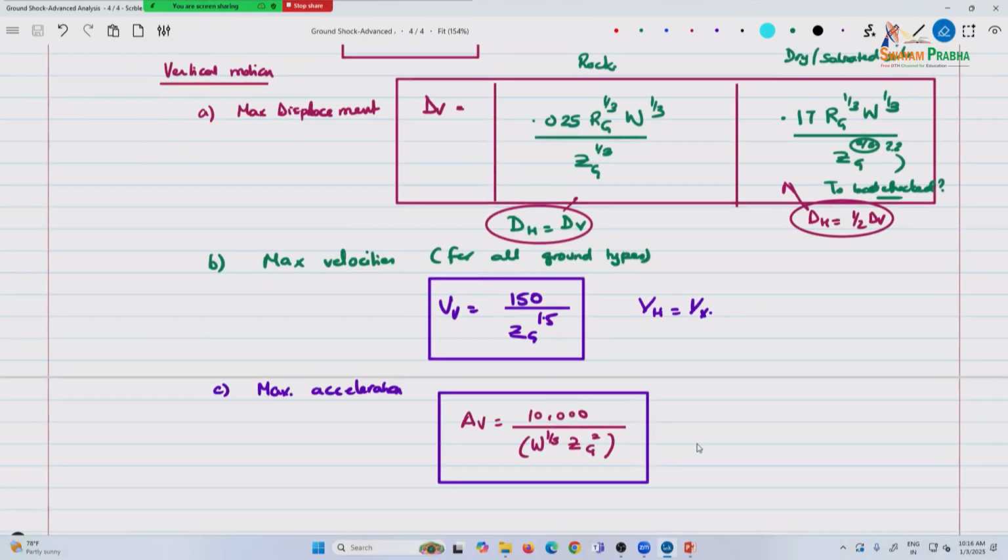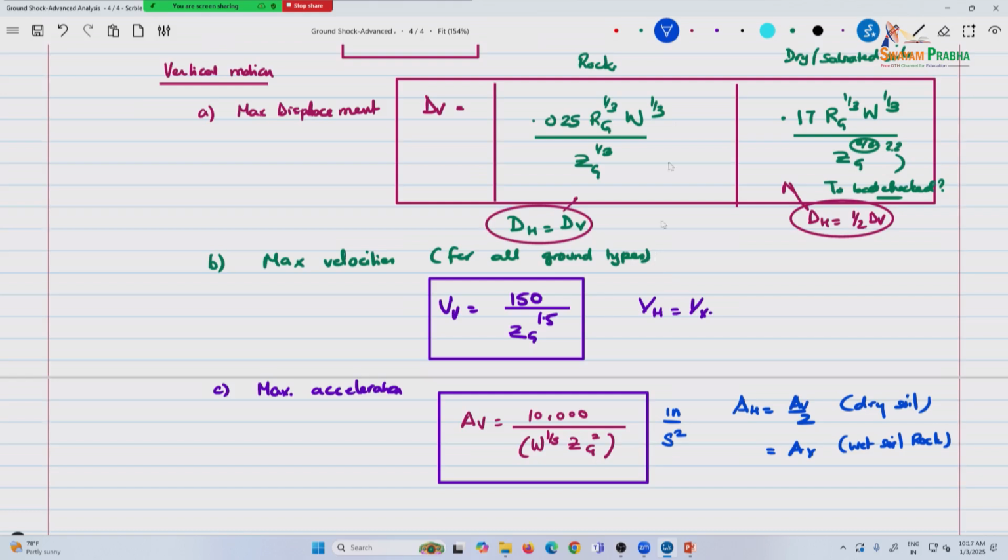This is 10,000 and AH equal to AV by 2 for dry soil and AH equal to AV for wet soil and rock. So the acceleration was inches per second square. Same thing.